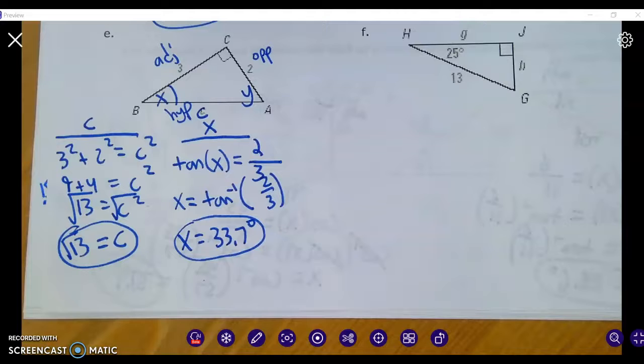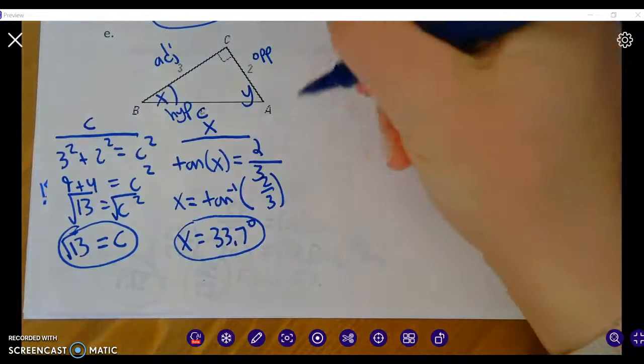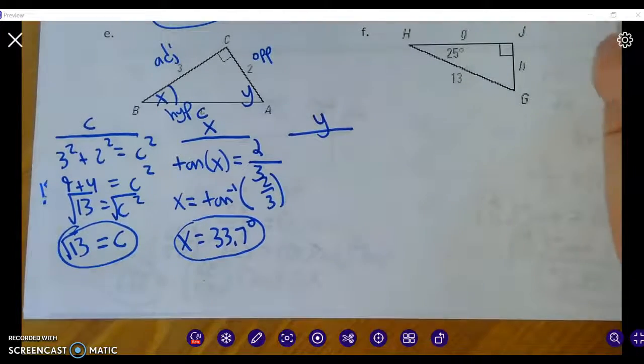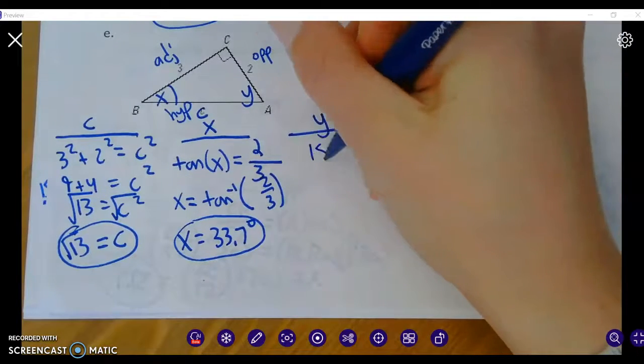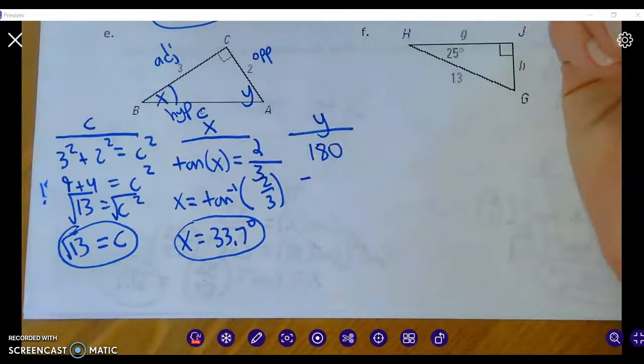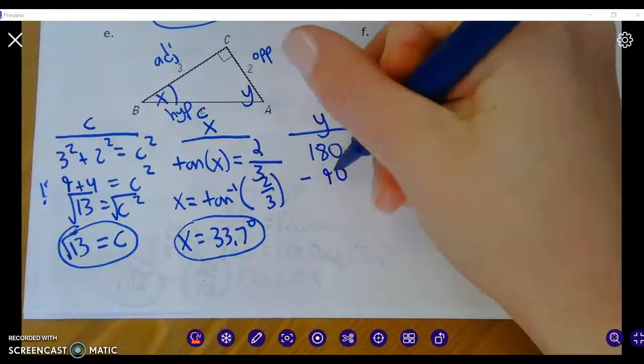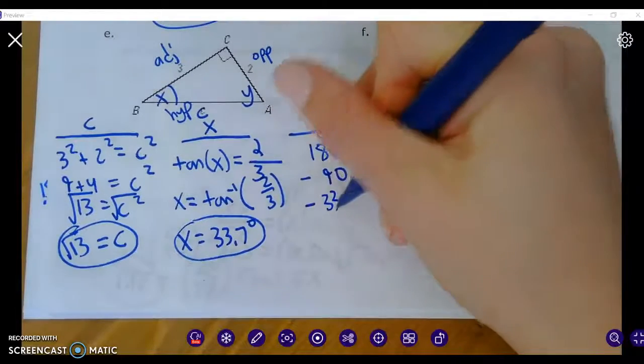Okay, so now you have options to find your 3rd angle. You can either use trig or just subtract from 180. What would you prefer? It is easy if you remember that. So, total of a triangle is 180. Subtract out your 90. Subtract out your 33.7.